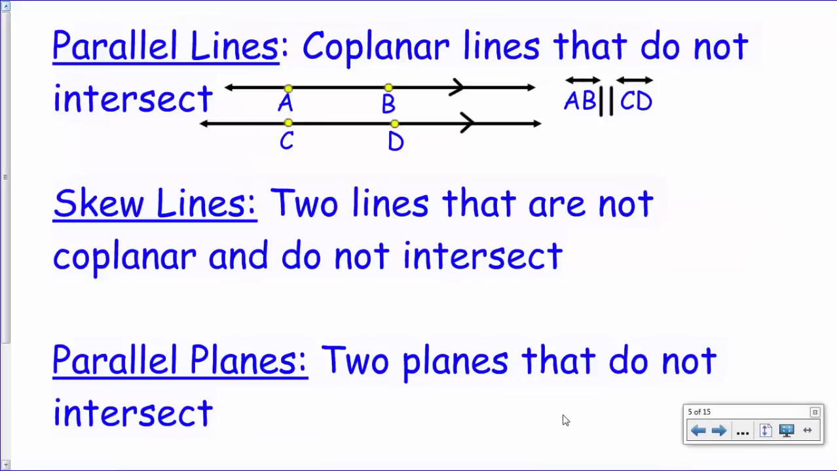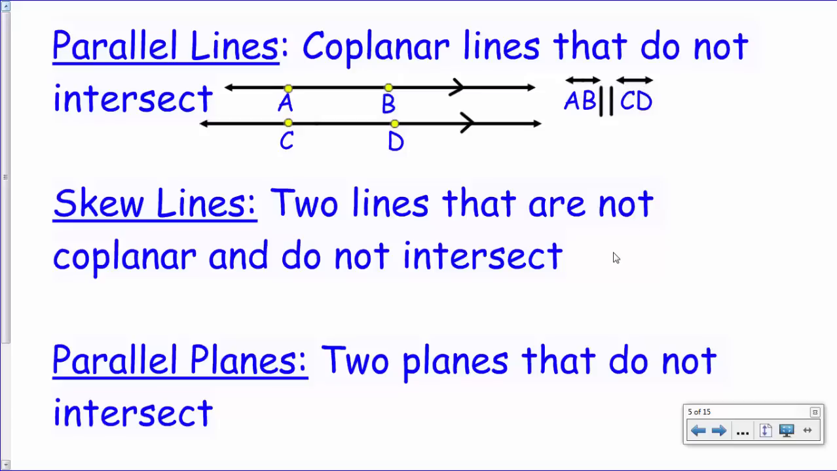Parallel lines are defined in geometry as coplanar lines that do not intersect. Our example, line AB and line CD. Notice the arrows on the lines that indicate parallel on the diagram. Notice the symbol for parallel is shown here, along with the little line symbols above the letters.